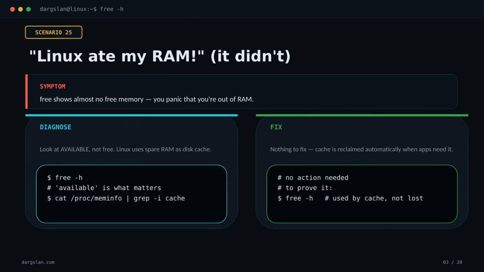And speaking of memory, here's the classic false alarm. You run free, see almost nothing in the free column, and start planning an emergency reboot. Don't. The number that actually matters is available. Linux deliberately uses spare RAM as disk cache to keep things fast, and the moment an application asks for memory, that cache gets handed back instantly. No fix needed. This is the kernel doing its job.